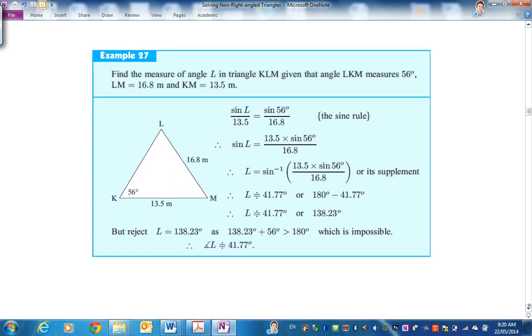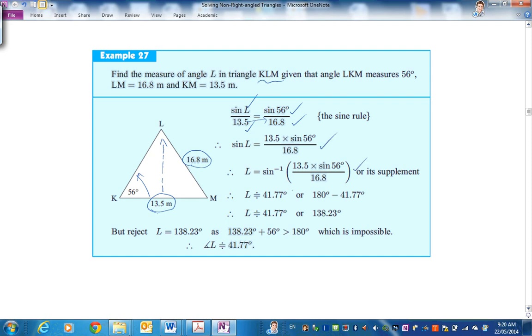We'll do another example though. We've got triangle KLM, and LKM measures 56, LM is 16.8, KM is 13.5. In this situation, you can only find L. You've got to have the side opposite. So the sine of angle L over its side opposite is the sine of 56 over its side opposite. Multiplying both sides by that, there we have it, straight on the calculator.